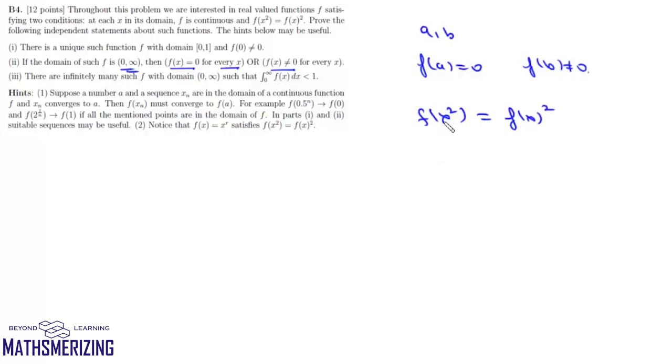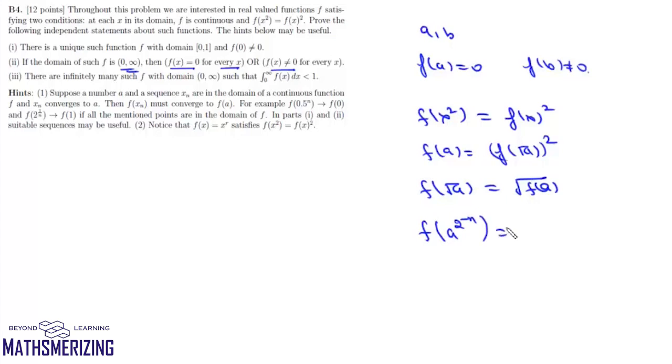Now we'll take x as root a, we can write f(a) as (f(√a))². In other words, we can write f(√a) as the square root of f(a). Now we repeat the process n times, then we can simply write f(a^(2^(-n))) as (f(a))^(2^(-n)), and the same will be true for b also. So we can also write f(b^(2^(-n))) and it'll be equal to (f(b))^(2^(-n)).